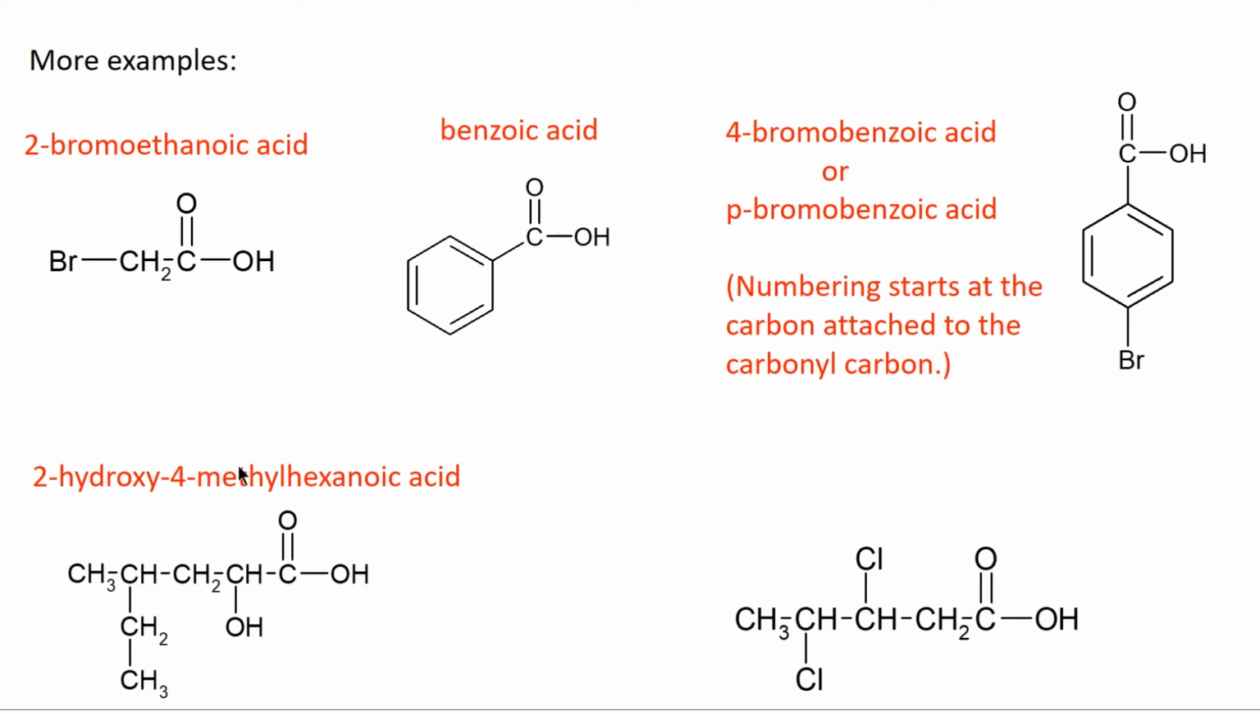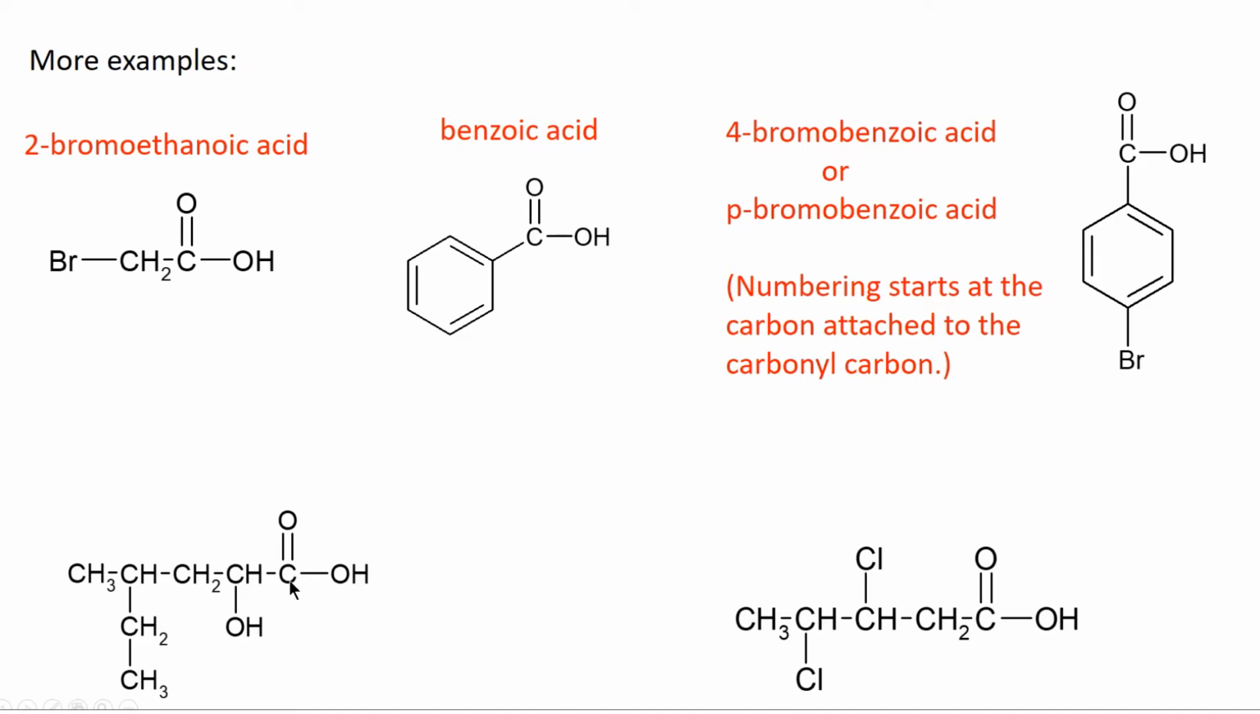So let's do another example. So with this guy, don't forget to find the longest carbon chain that goes through your highest priority. So we have a carboxyl group and a hydroxyl group. The highest priority is this guy, your carboxylic acid. So this is going to be carbon number 1. Now find the longest chain that goes through there.